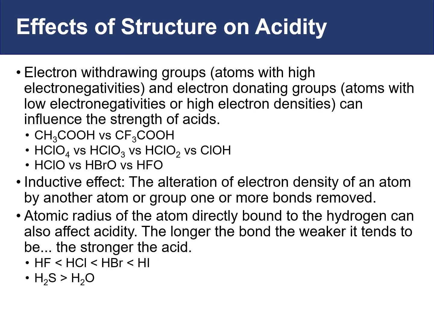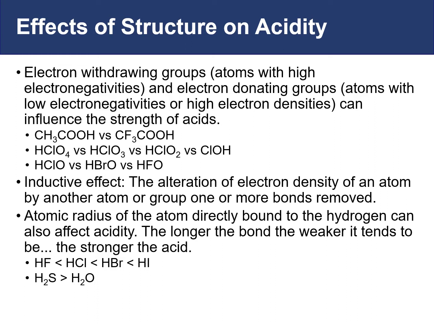There are different types of atoms that can be bound to our molecule. We can have what are called electron withdrawing groups. Those are atoms that have high electronegativities, i.e. they pull electron density towards them. You have electron donating groups. Those are groups with low electronegativities or a large amount of electron density in the atoms. Either electron withdrawing groups or electron donating groups can influence the strength of an acid.